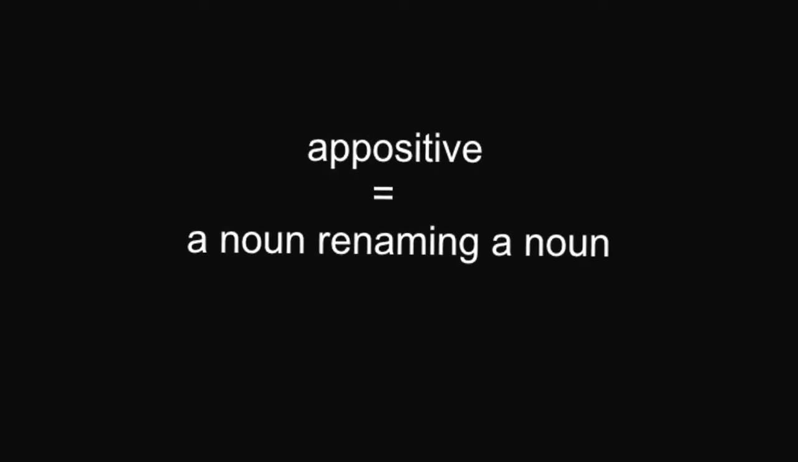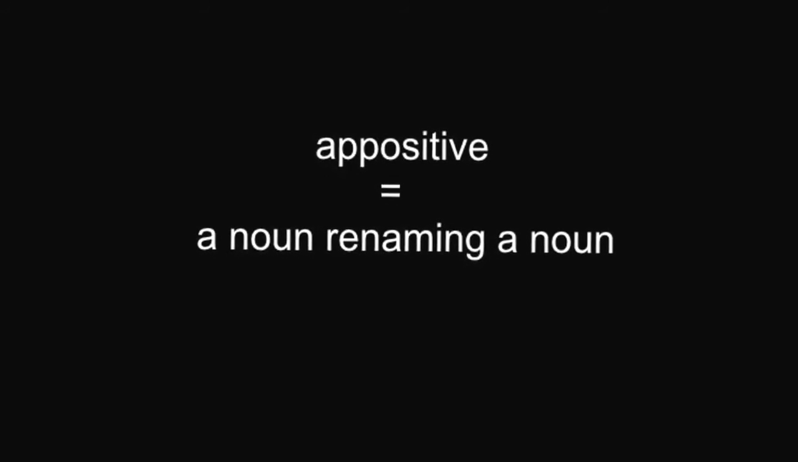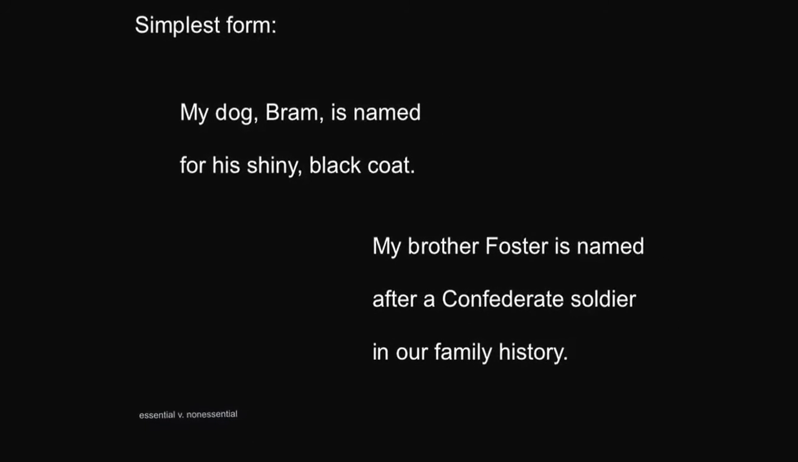So when you're looking for appositives, look for nouns: people, places, things, right? Because you'll need two of them near one another. In its simplest form, that's all an appositive is, a noun renaming a noun. So let's take a look.